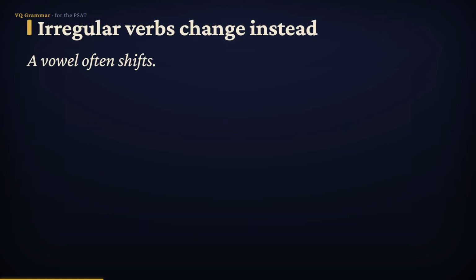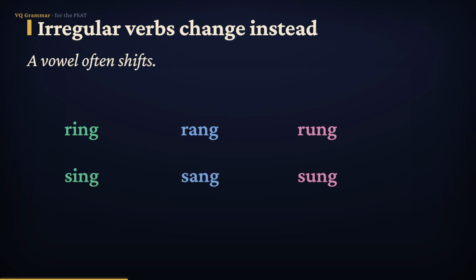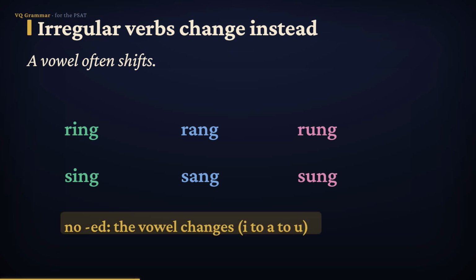So what makes a verb irregular? It does not add ed. Instead, it changes its spelling. In one common pattern, a single vowel shifts to make the past and the participle. Listen to ring, ring, rang, rung, and sing, sing, sang, sung. The vowel marches from I to A to U. Drink, drank, drunk. And swim, swam, swum do the very same thing.